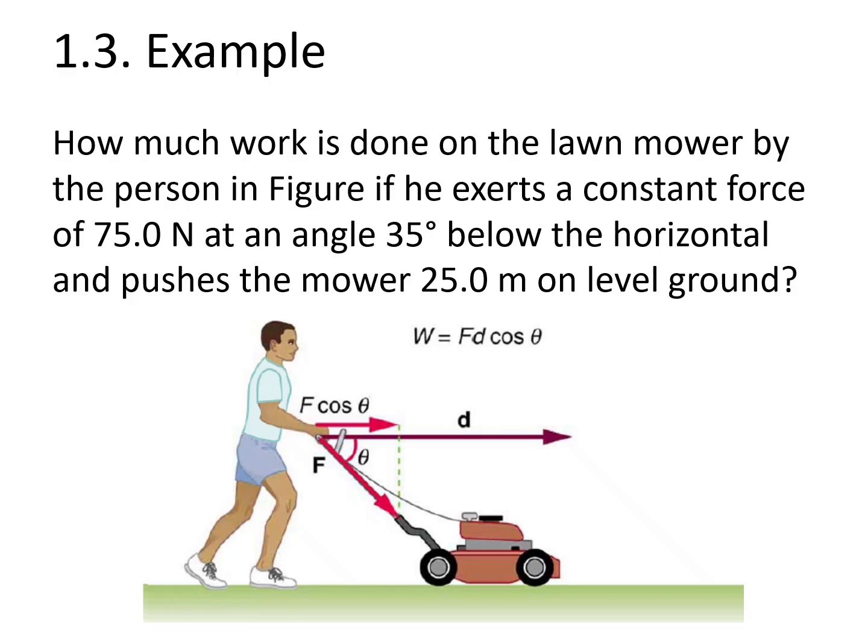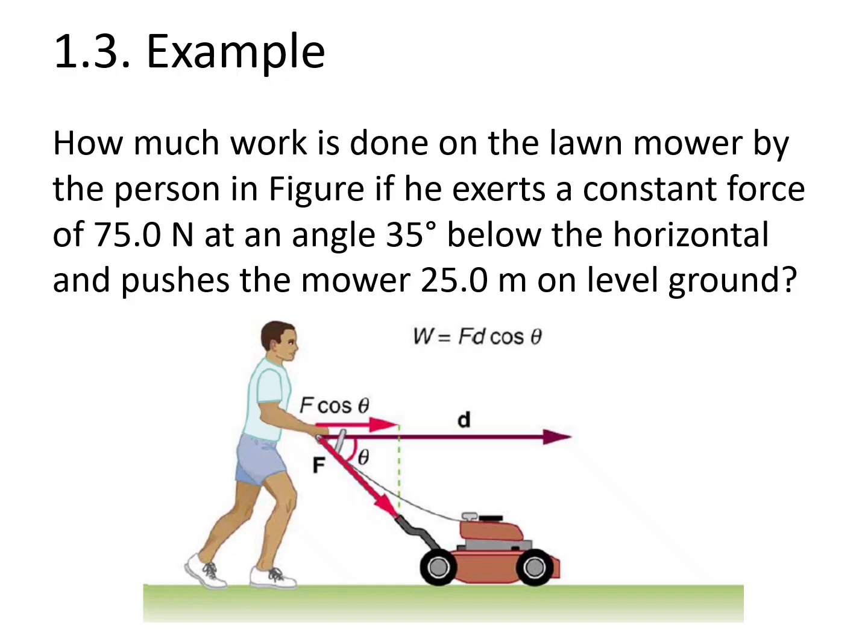A person pushes a lawn mower with a constant force of 75 newtons. The force is directed 35 degrees below the horizontal, and the lawn mower moves 25 meters across level ground. We are asked how much work is done on the lawn mower by the person. The displacement of the lawn mower is horizontal because it moves along level ground. The force applied by the person is angled downward and forward along the handle.